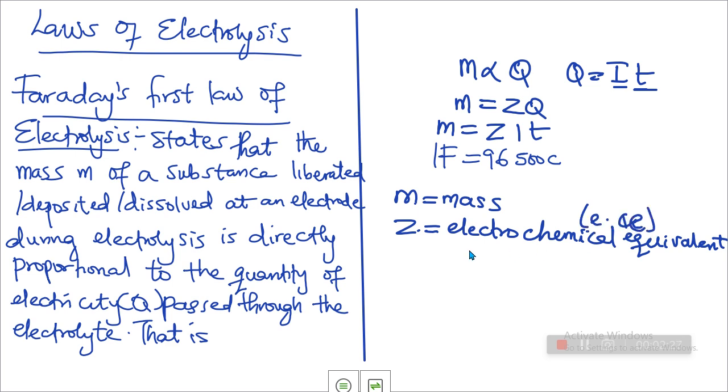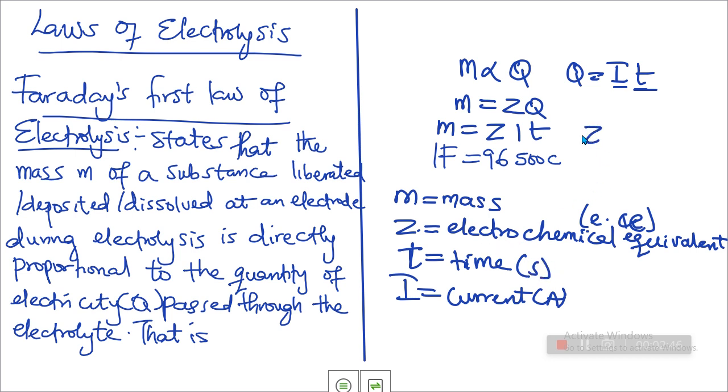In some questions, T is the time, and you already know that I is always the current. Current is in ampere, time is in seconds. So Z will be M over Q. What is the unit for mass? Kilogram. What is the unit for charge? Coulomb. So the unit for electrochemical equivalent will be kilogram per coulomb, or gram per coulomb. So that's it.